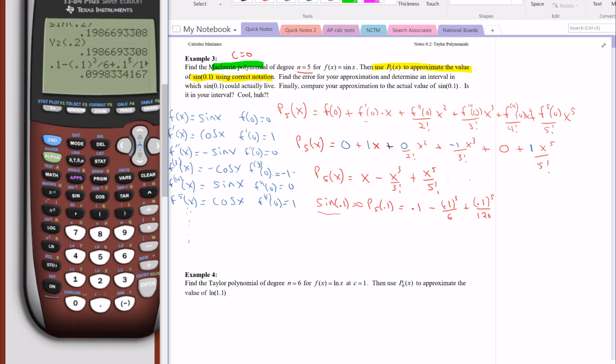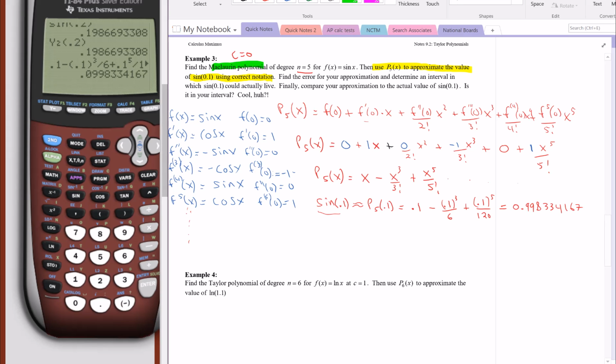And this is equal to, which equals 0.998. Again, I'm going to write the whole thing out so you can see how accurate we are. 334,167. We want to find the error in our approximation. So to find the error, it's basically like the next non-zero term.